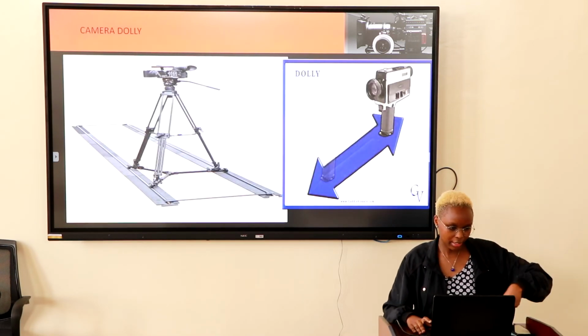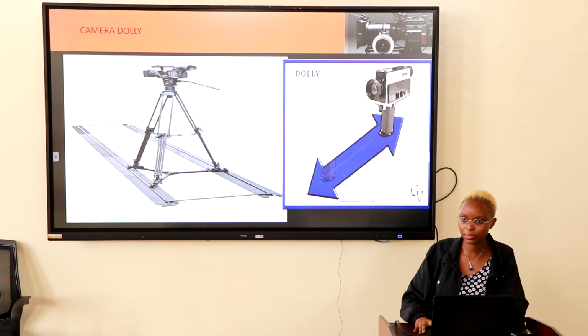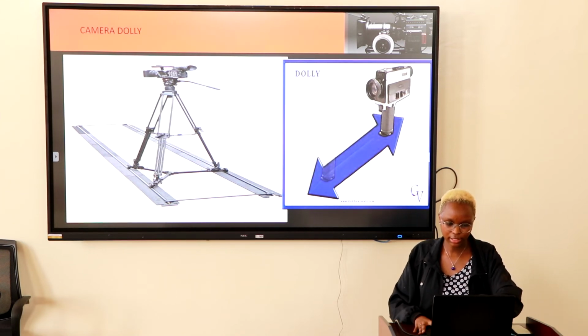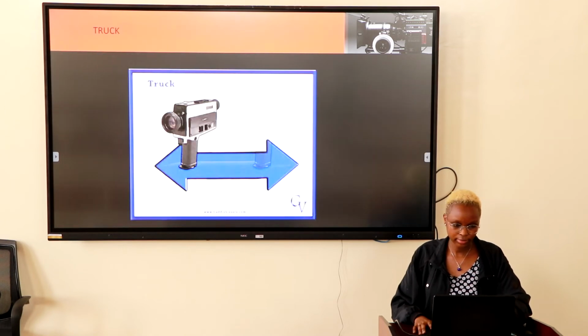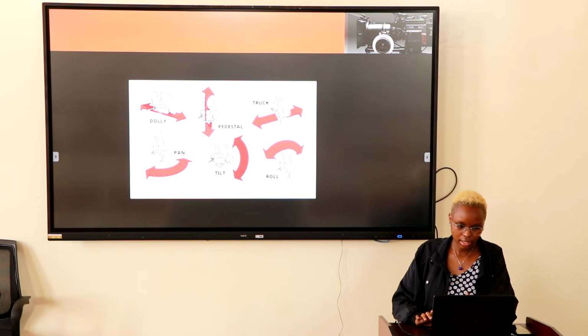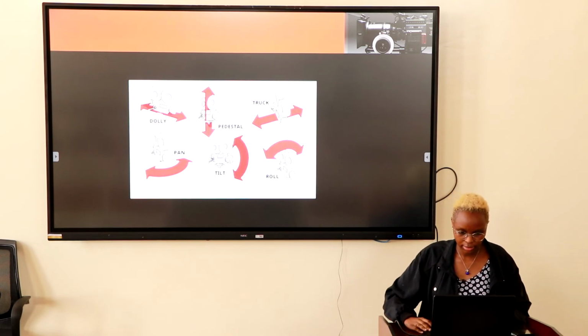Then this is a camera dolly. So you get the picture of dollying in and out. Basically, the person will just be moving the tripod in and out, and that's the movement of the dolly. This is how a track works, and this is the summary of those movements.